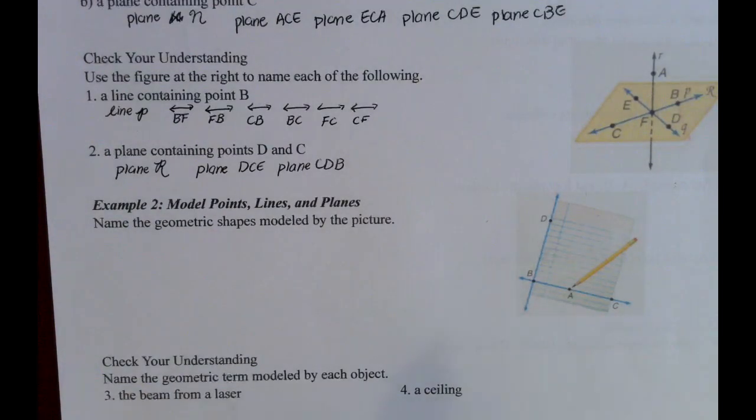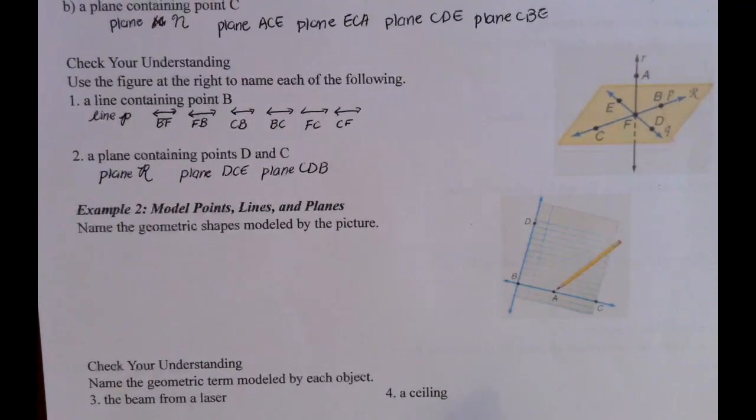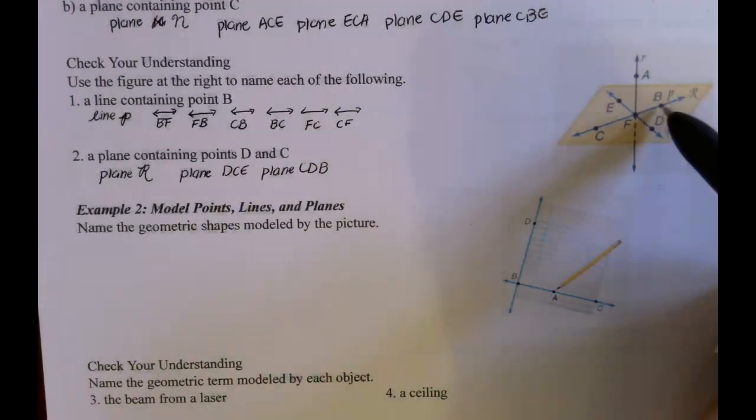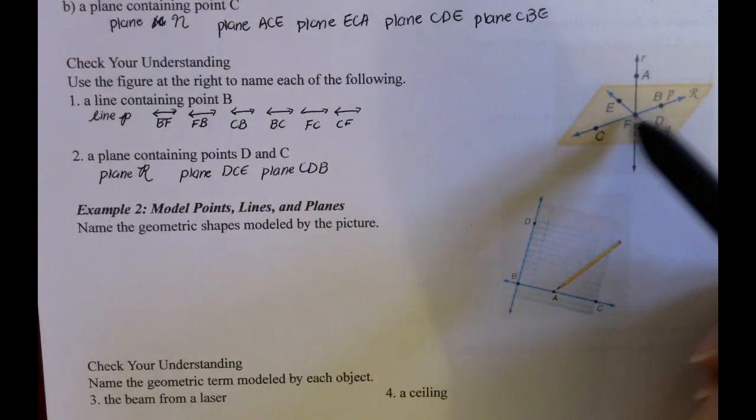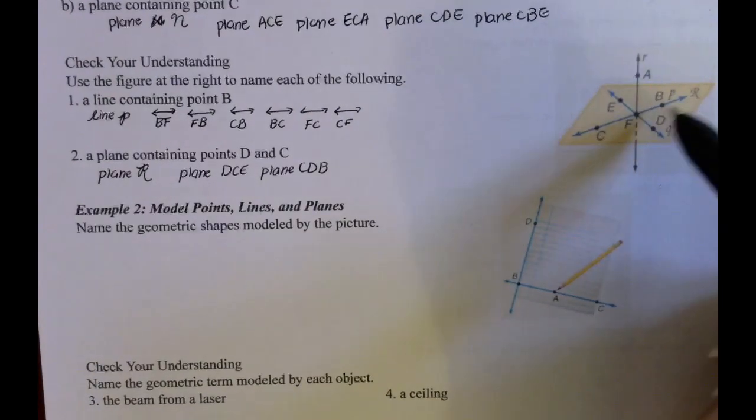Here are some possible answers. Again, you just needed to write 1 or 2 of them. If you get it correct, you can move on. These are just some of the sample answers. Number 1 is a line containing point B. Here's point B. You probably want to use this line because it shows a picture of it.